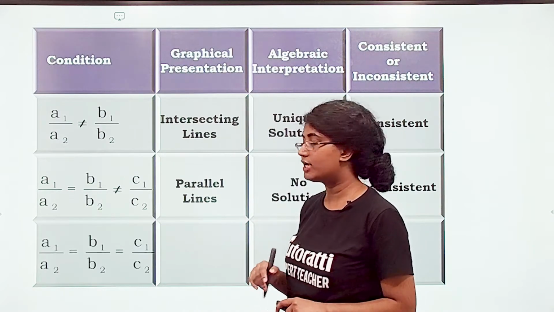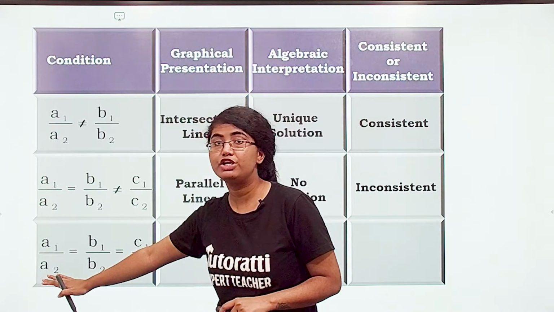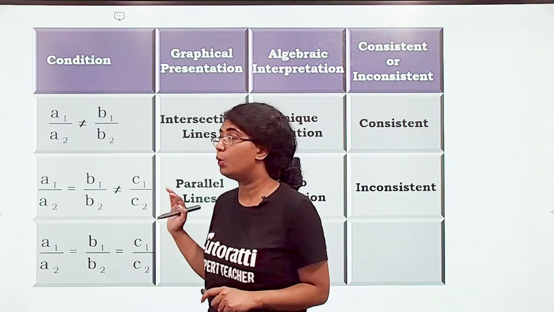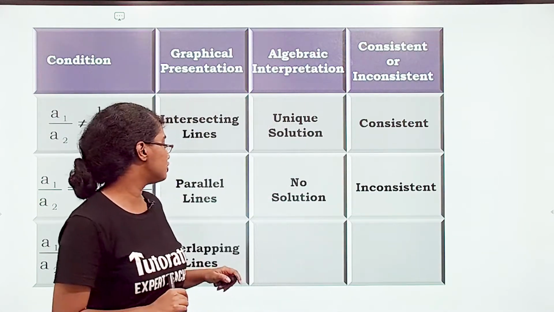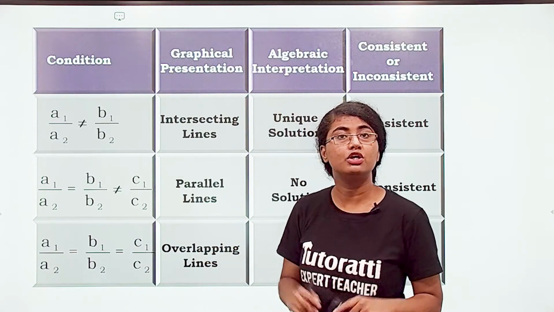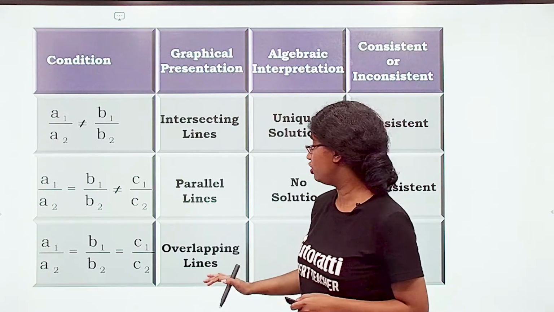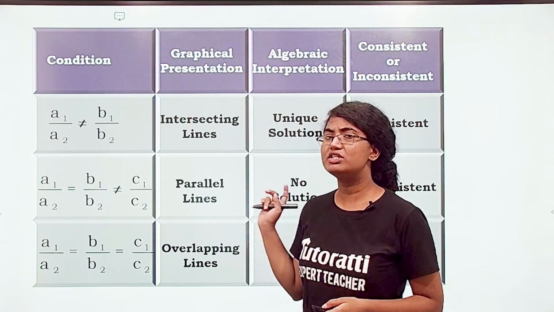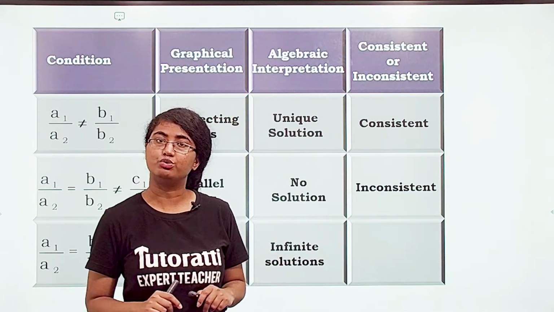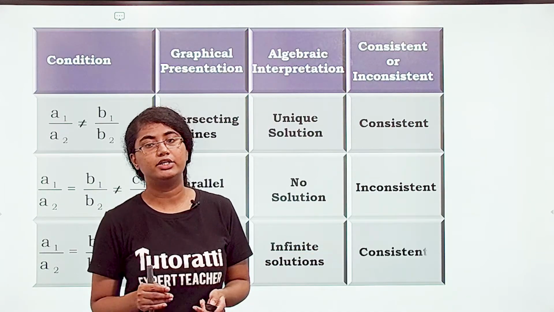Now the third and the last condition is all the ratios are in proportion. That is A1 upon A2 equals B1 upon B2 equals C1 upon C2. What is the graphical presentation of this? You have overlapping lines. That means the lines are one and the same with different representation. What is the algebraic interpretation? How many solutions do you have? Infinite number of solutions. And whether the nature is consistent or inconsistent, it is consistent.